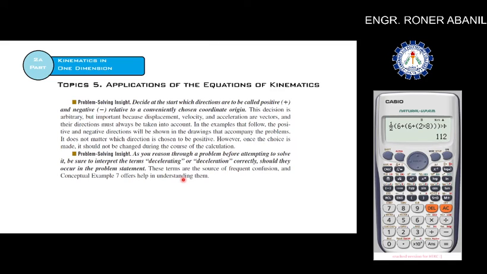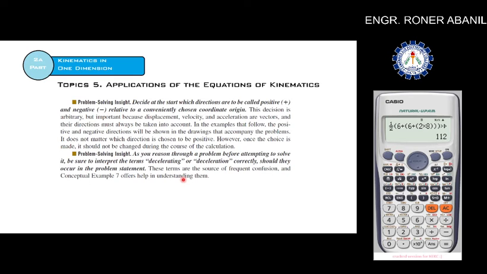So, problem solving insight: decide at the start which directions are to be called positive and negative relative to a conveniently chosen coordinate origin. Like earlier, let's say going right is positive and going left is negative. This decision is arbitrary, so it depends on you. But it is important because displacement, velocity, and acceleration are vectors, meaning they have direction, and their direction must always be taken into account.